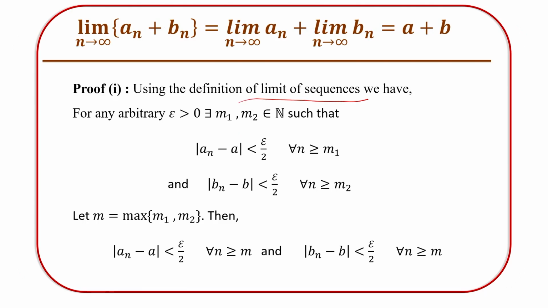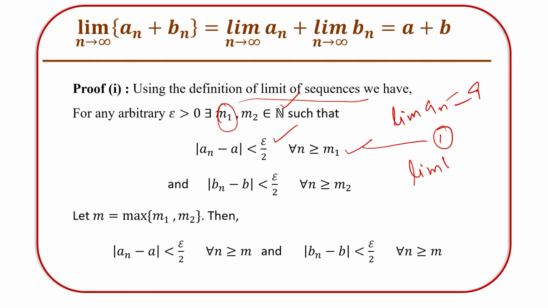Let m1 be a natural number such that for n greater than m1, |a_n - a| is less than epsilon by 2. This is the definition of limit a_n equal to a. Similarly, for the sequence b_n, we have limit b_n equal to b. Therefore, there exists m2.